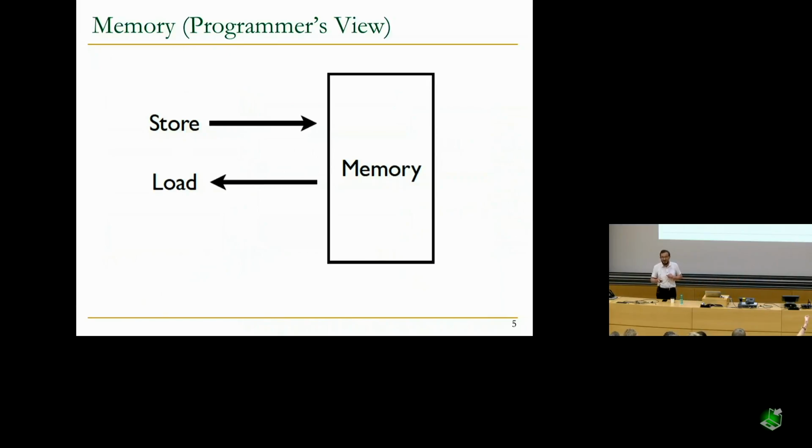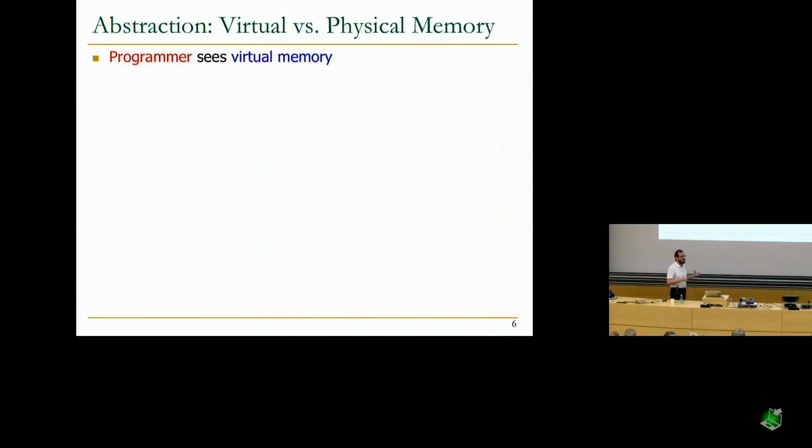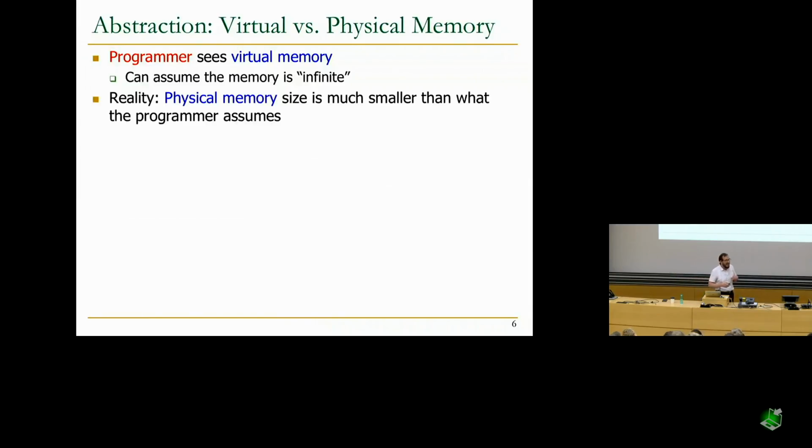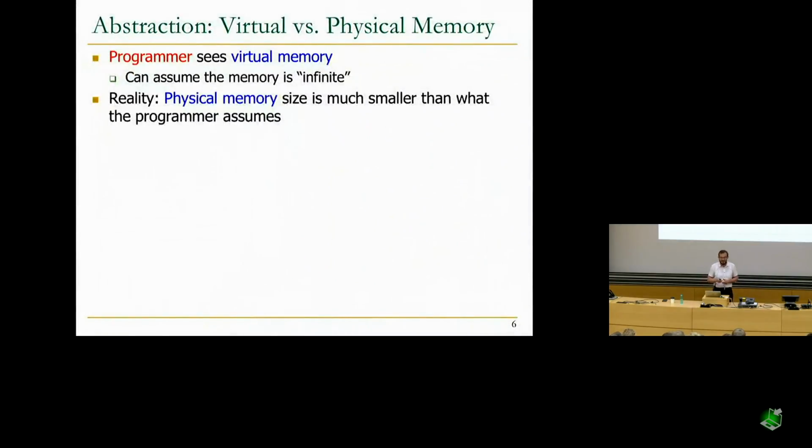And we're going to start with an abstraction, which we may go back into later. What the programmer sees in general purpose systems today, that's not true for all systems, but in general purpose systems today, is virtual memory. Now, what does that mean? This is an illusion or abstraction provided to the programmer. The programmer can assume that the memory is infinite, or almost infinite. The reality is, physical memory size is much smaller than what the programmer assumes in most real systems.